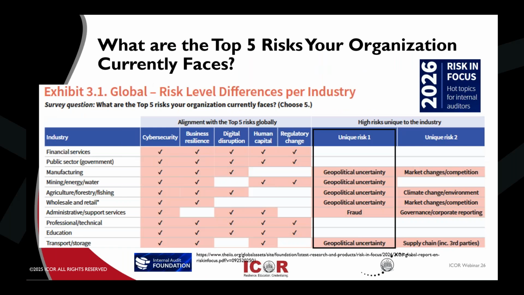And then interestingly enough, when they looked at risk level differences by industry, and they asked companies to identify unique risks that were high to them, geopolitical uncertainty came up high for manufacturing, mining, energy and water, agriculture, forestry and fishing, wholesale and resale, as well as transport and storage. And given what we've learned so far, this is not surprising. This is kind of an output of what we're talking about with energy as well as supply chain issues.